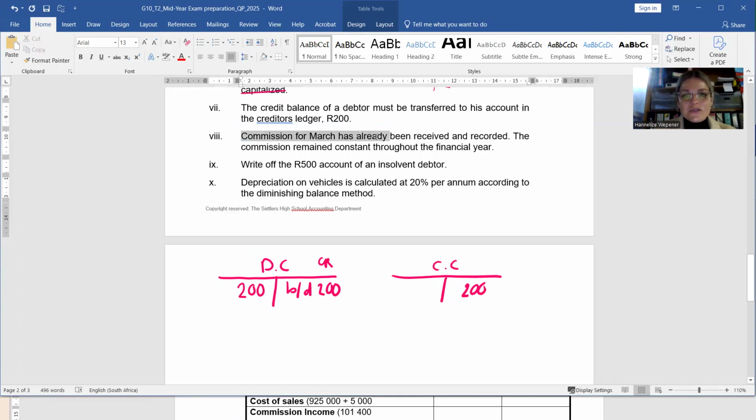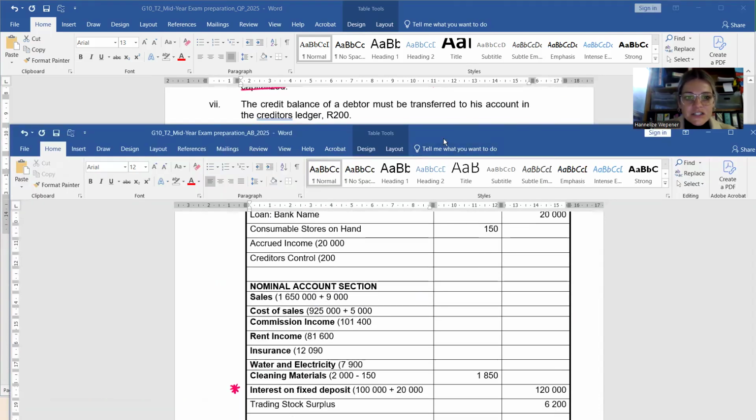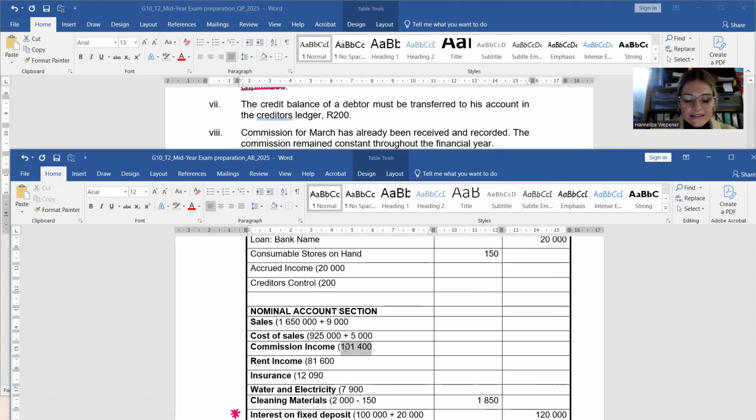Commission for March has already been received and recorded. In other words, included in my commission income in my trial balance is commission that I received for March, that I received in advance because my financial year ended in February. So I need to remove the amount that I received for March. They then said here that the commission remained constant throughout the financial year. In other words, every month I received the same amount of commission.